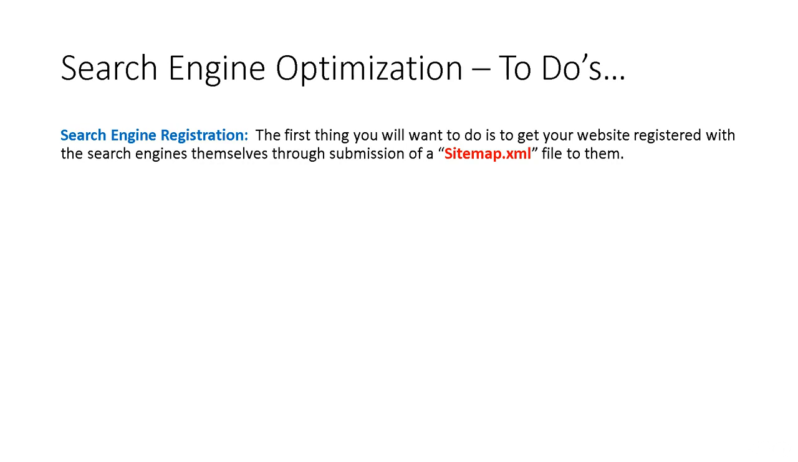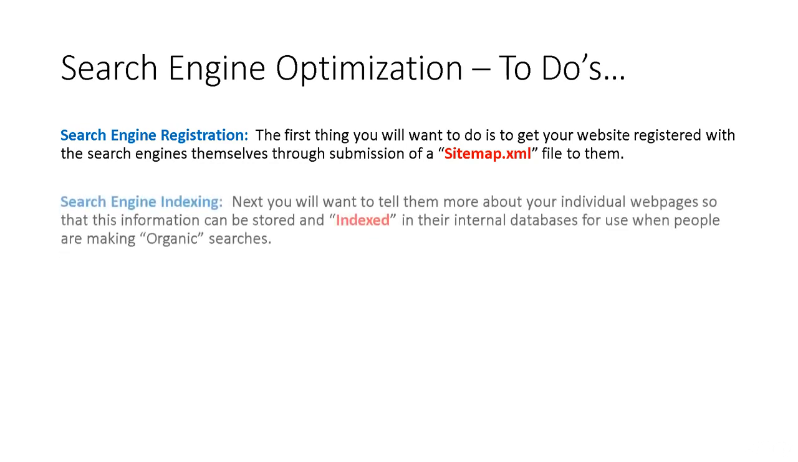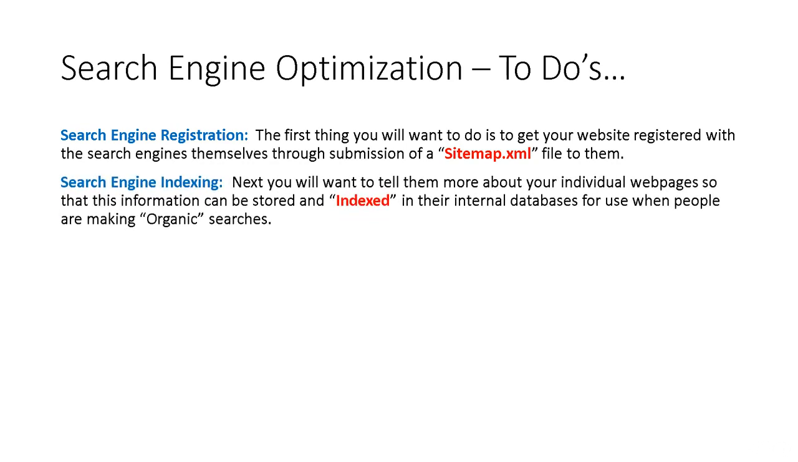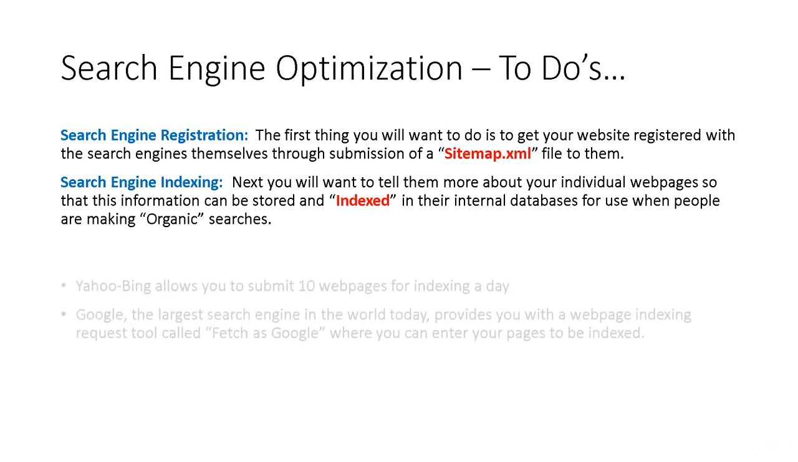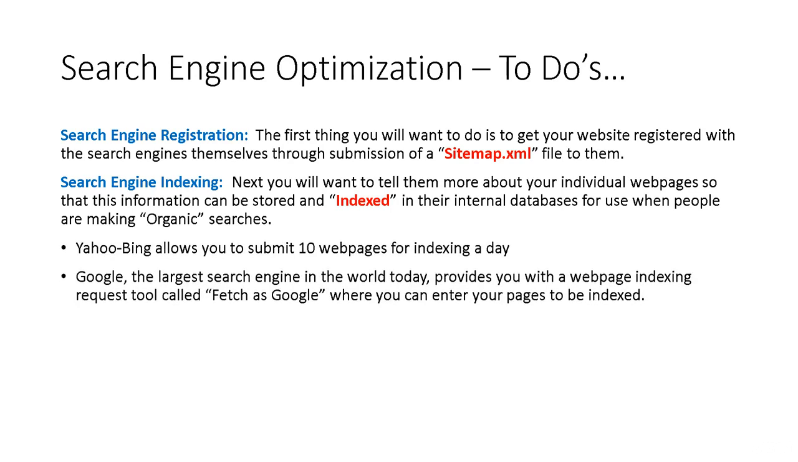Search engine indexing is next. Here you want to tell them more about your individual web pages so that this information can be stored and indexed in their internal databases for use when people are making organic searches. Each search engine has their own method of accepting your web page indexing requests. For example, Yahoo Bing allows you to submit 10 web pages for indexing a day, and Google, the largest search engine in the world today, provides you with a web page indexing request tool called Fetch as Google.